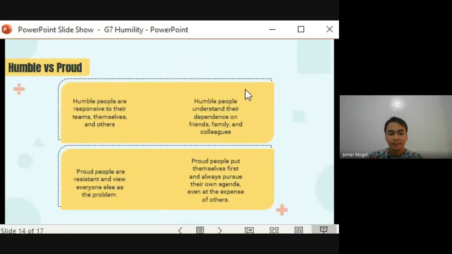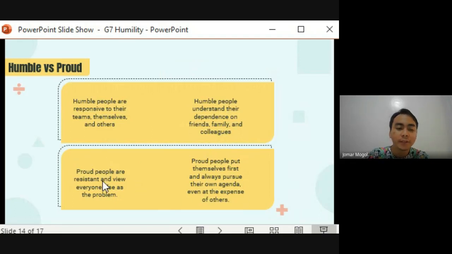So let's have the humble versus proud. Nabanggit ko na siguro ito kanina, but let us go through this once again. Humble people are responsive to their teams, themselves, and others. Then also, a humble person understands their dependence on friends, family, and colleagues. So in other words, kapag humble, kinakailangan i-work out natin yung interpersonal intelligence natin. Kinakailangan makisalamuha din tayo sa ibang mga tao at makinig kung ano yung kanilang saloobin.